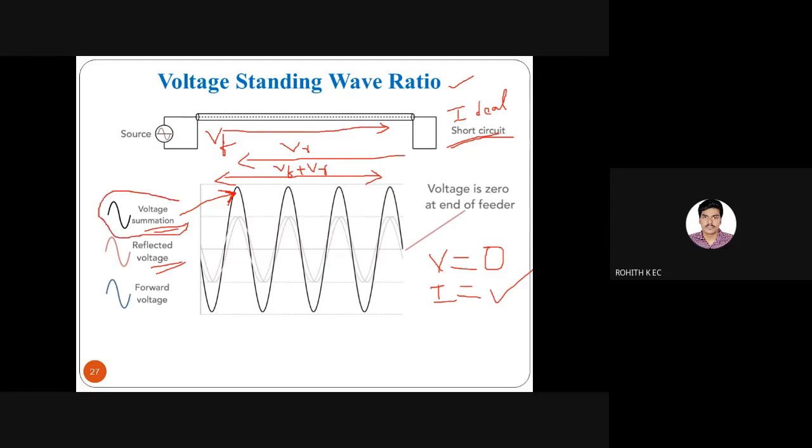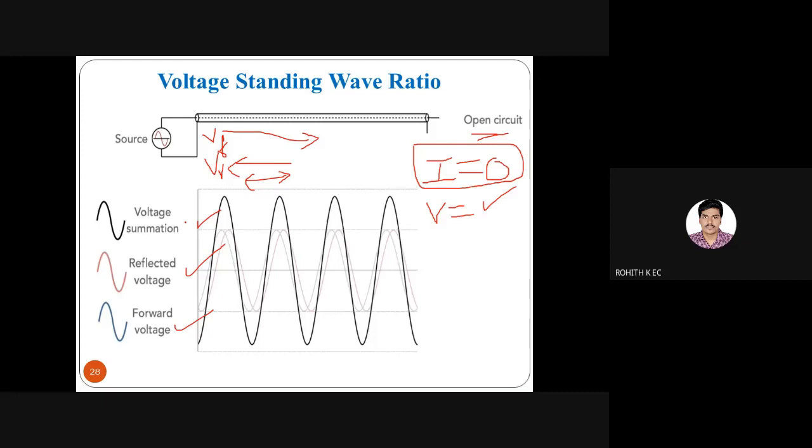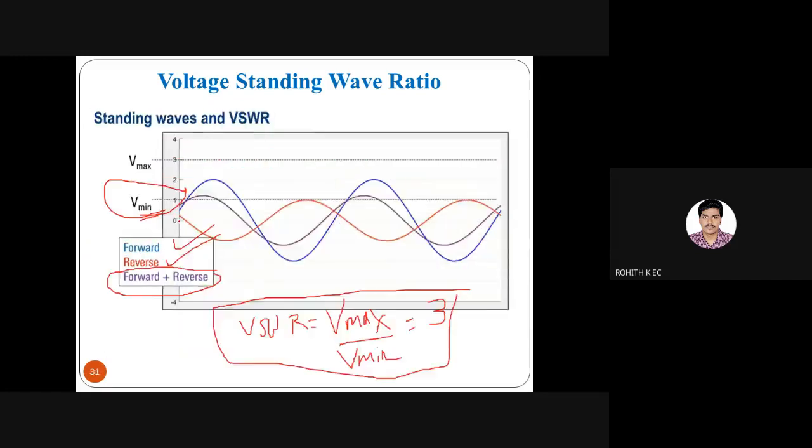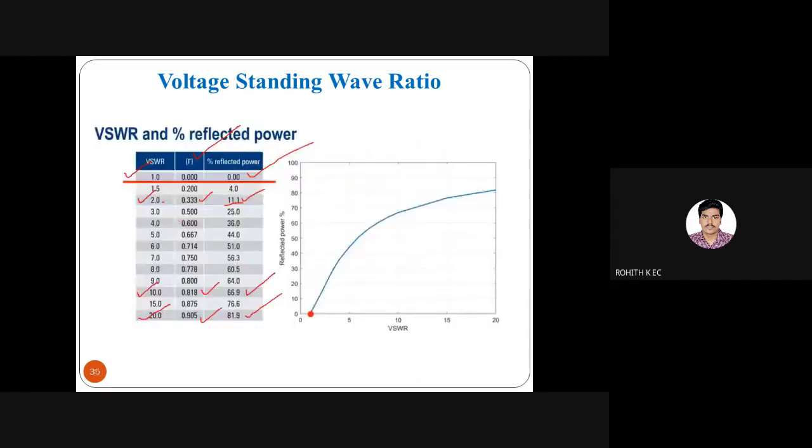And this VSWR tells us the amount of reflection encountered in a particular transmission line, and thereby it also tells us the amount of reflected power in that transmission line. By knowing the value of VSWR, we will be able to predict the efficiency of that transmission line. For example, if VSWR is 5, we can say that the efficiency of that particular transmission line is only around 56%. So by using VSWR, we can estimate the reflected power or the efficiency of a particular transmission line.